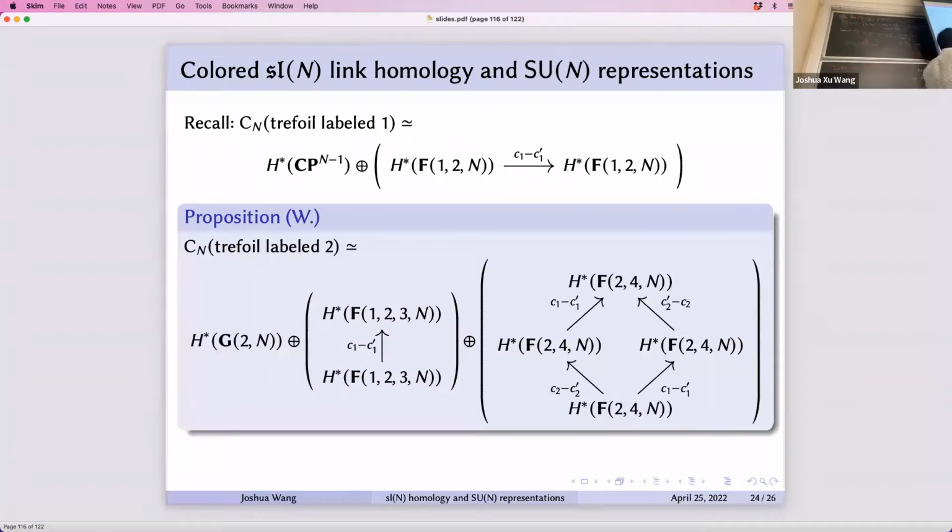For the trefoil labeled 2, this requires a lot more work, but you can show that it simplifies into the sum of 3 chain complexes. One has no differential, just cohomology. Another one kind of looks like the one we've already seen before. It's just 2 terms, they're both the same, and the map is the difference of first Chern classes. But then this third complex is more troublesome. All 4 terms are the same. It's the cohomology of the flag manifold. And the maps are again differences of Chern classes. This is a difference of first Chern classes. This is a difference of second.